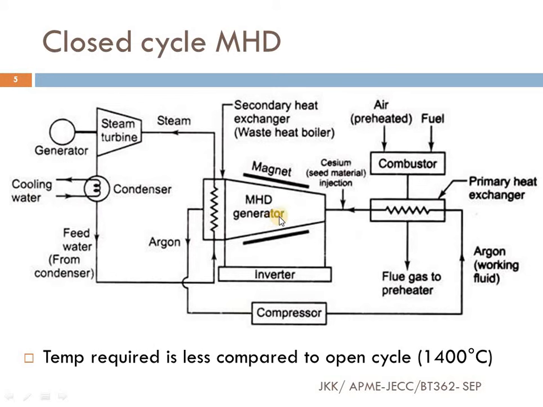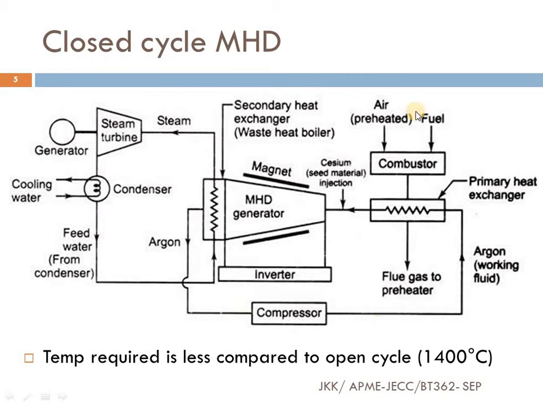The first two types have a similar construction. So here this is the MHD. As the directions show, the hot gas, either seeded with cesium or added with liquid metal, will be supplied to the MHD system, and the output will again be compressed and supplied to the heat exchanger where it gets heated up. And again, this inert gas is passing through this closed cycle.